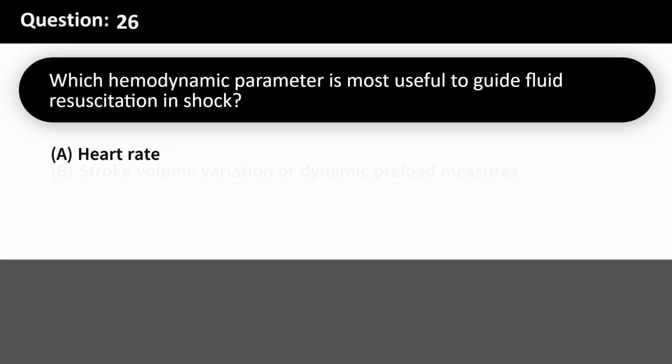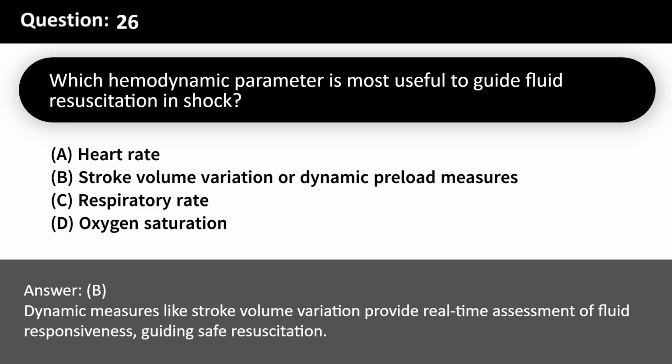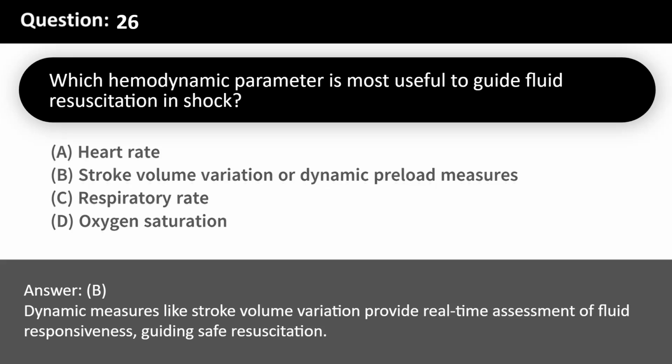Which hemodynamic parameter is most useful to guide fluid resuscitation in shock? A. Heart rate. B. Stroke volume variation or dynamic preload measures. C. Respiratory rate. D. Oxygen saturation. Answer: B. Dynamic measures like stroke volume variation provide real-time assessment of fluid responsiveness, guiding safe resuscitation.